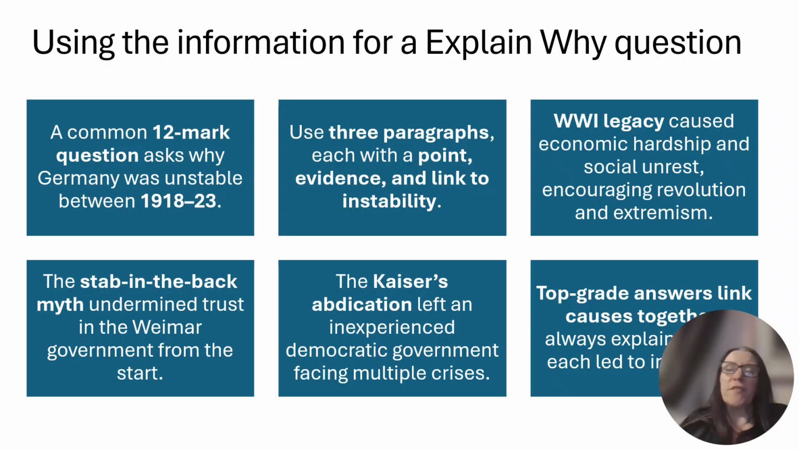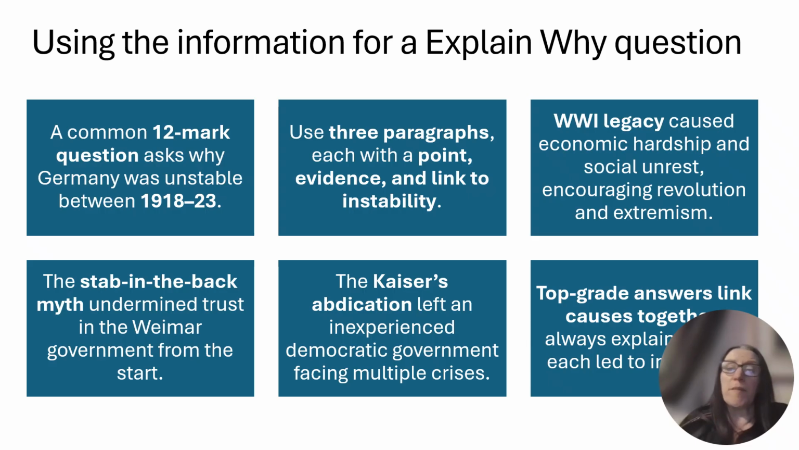Okay, so let's put this content to work on one of the questions that could be asked about this topic. Explain why Germany was unstable in the years 1918 to 23, and this would be a 12-mark question. Here's the structure that I would use. I would have 3 paragraphs, each with a clear point, specific evidence, explained, and link back to the question.